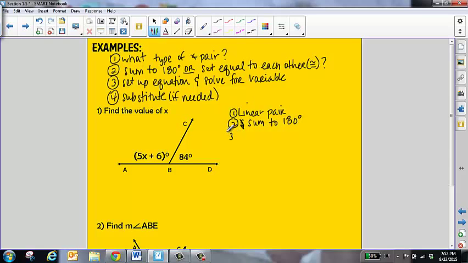So now for step 3, we can set up our equation and solve for the variable. So we know that if we add our two angles together, they're going to equal 180. So now from here, we're just going to go through and solve. This is going to give us 5x plus 90 equals 180. If we subtract 90 from both sides, we get 5x equals 90. Divide both sides by 5, and we get x equals 18.